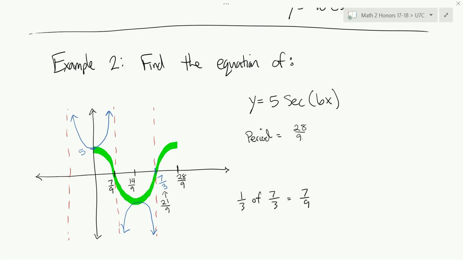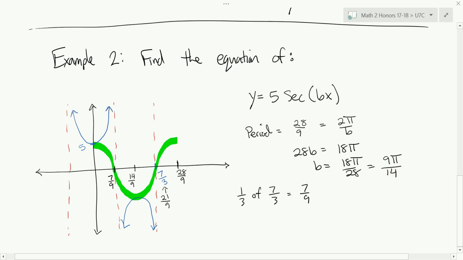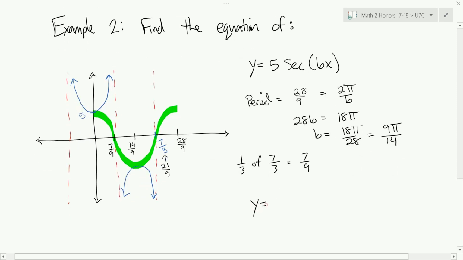Divided by 3/4. So yeah, because what you're doing is dividing by 3 and multiplying by 4. And so then we know 28/9 is the same as 2 pi over b. Cross multiply, get 28b is 18 pi. And so b is going to be 18 pi over 28. Reduce that, 9 pi over 14. So our y equals 5 times the secant of 9 pi over 14 x.